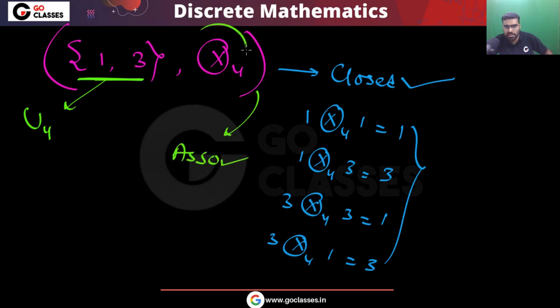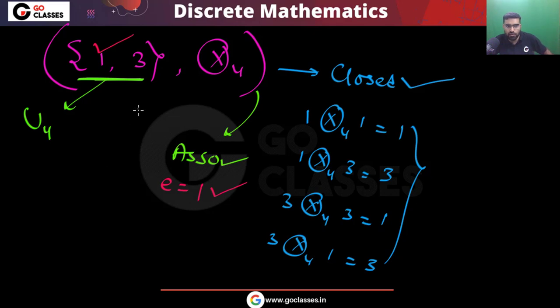because this operation is very similar to multiplication. First you multiply, then you find the mod 4. So this is associative also, because multiplication is associative. Next, what about the identity element? Yes, the identity element is 1, because this is multiplication modulo 4. First you multiply, then you find mod 4. And you know, for multiplication, the identity element is 1. So we have the identity element also.